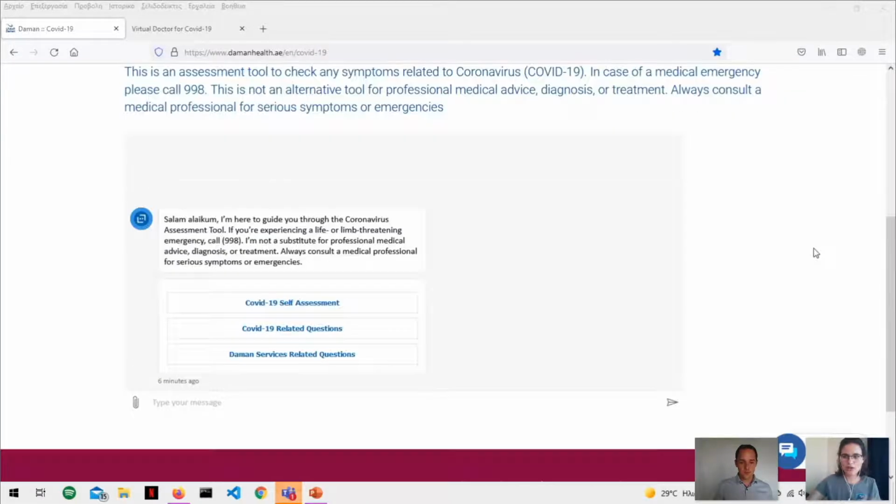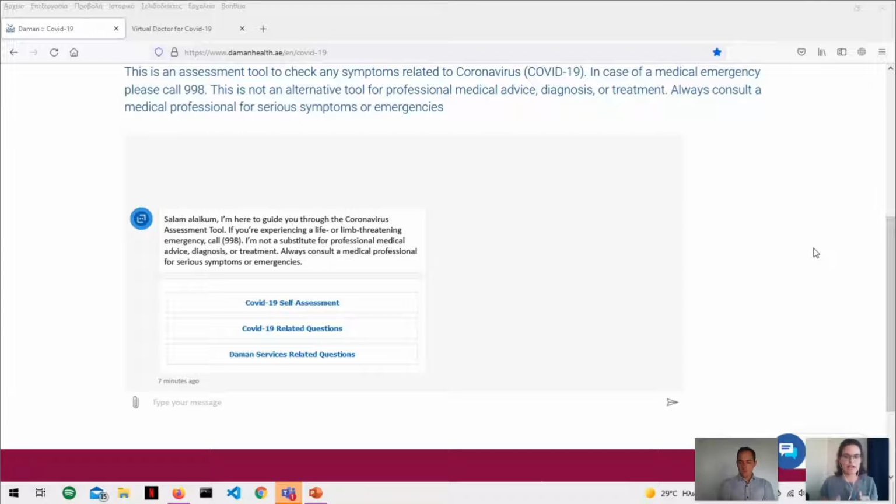Now we can see our bot here. We have an introduction text, and we have three possible options to choose from. For our quick live demo, we are going to take a COVID-19 self-assessment, which is only 5 questions, and it will be over in half a minute or even less. We also have two other options. We can ask the bot COVID-19 related questions or Daman services related questions.